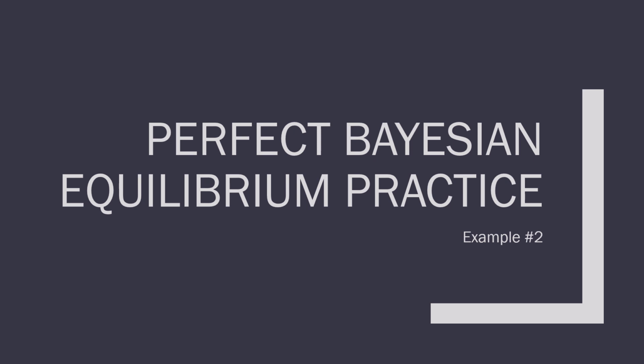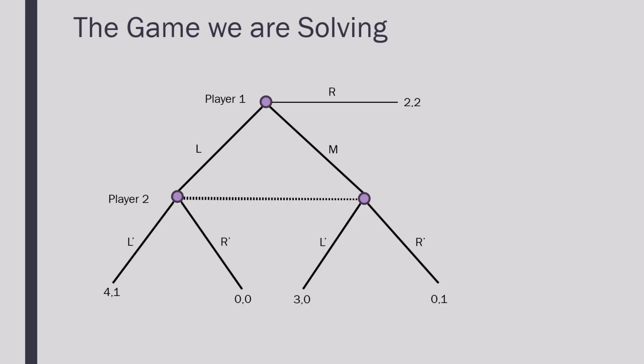Hello everybody, welcome to the second practice example where we're going to solve for a perfect Bayesian equilibrium. Now this example is going to be very similar to our first example, just that the payoffs have changed. So I'll give you just a second to go and pause the video to write this game down, and we'll move to the next slide.